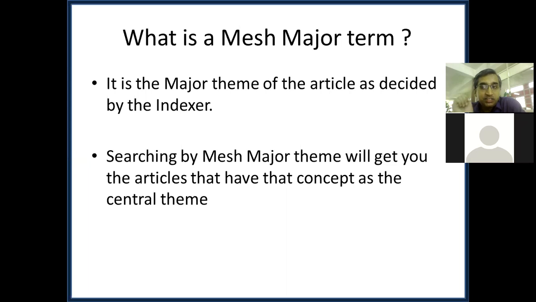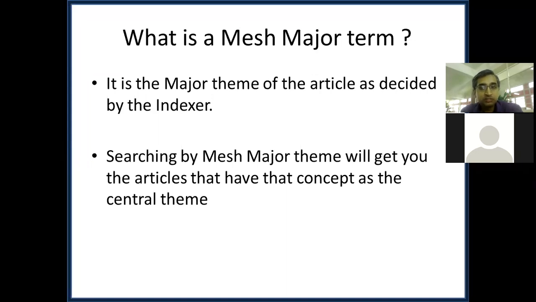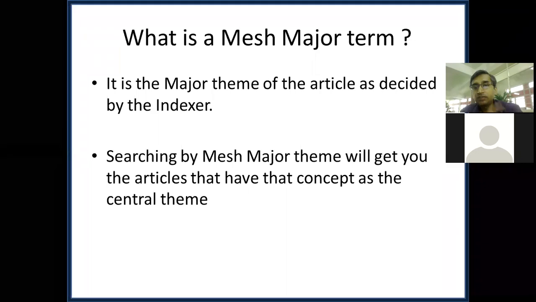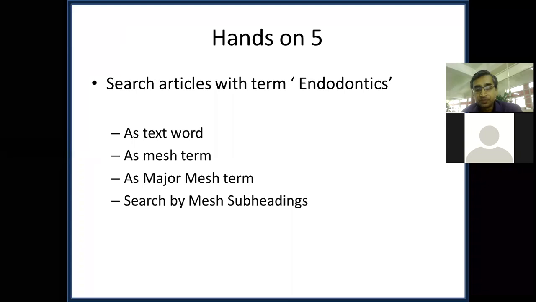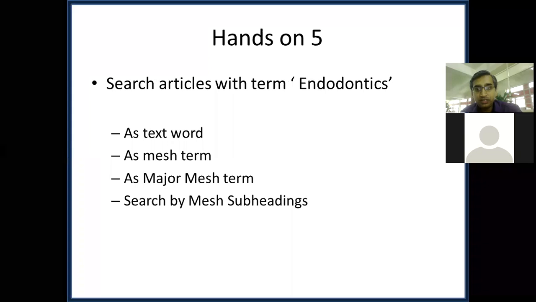That means that is the major theme of that particular article, as decided by the indexer. Out of the 7 or 8 or 10 keywords which he puts, some keywords he selects as major terms. So if you search by MeSH major term, you are going to get all the articles which have that particular term as a major term or a major concept of that article. By searching MeSH major theme, you will get articles that have that concept as the central theme of that article. So let us just see how things change as we keep doing these things.